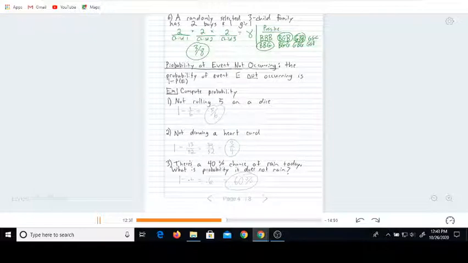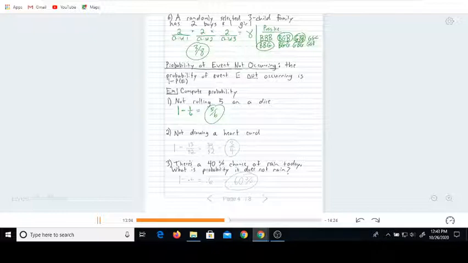So if it doesn't happen, you just subtract from 100%. So compute the probability of not rolling 5 on a dice. So we start off with 1 minus, how many ways can you roll a 5? Well, that's 1 out of 6. 5 out of 6. Now, some of you may have jumped to the answer right away, and that's perfectly fine. What's the probability of not rolling a 5? Well, that's the same thing as rolling anything that's not a 5, and there's 5 numbers on the dice that are not 5, so 5 out of 6.